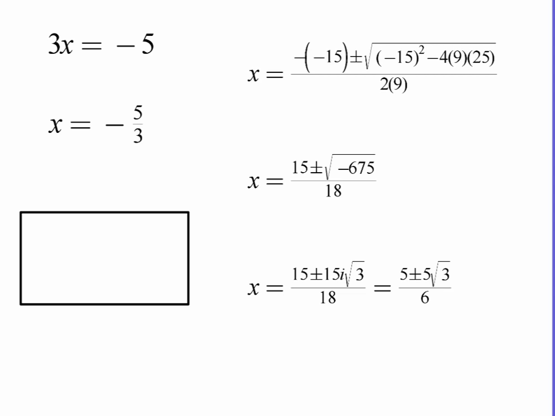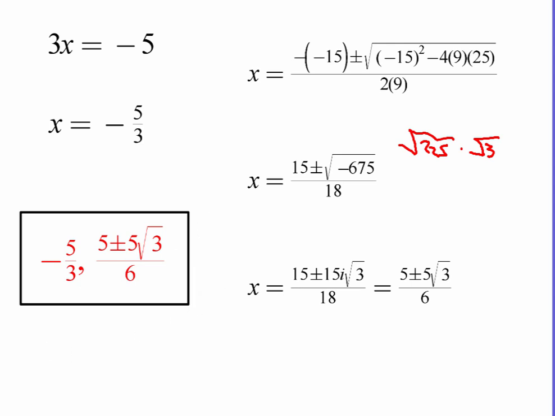If we simplify the radical, the biggest perfect square that goes into 675 is 225. And that's 225 times 3. Square root of 225 is 15. I got rid of the negative by putting an i outside, and 3 is here. And then I can do 15, 15, and 18. Those can all be divided by 3 to get 5, 5, and 6. So my answer for this problem ends up being negative 5/3 and 5 plus or minus the square root of 3 over 6.